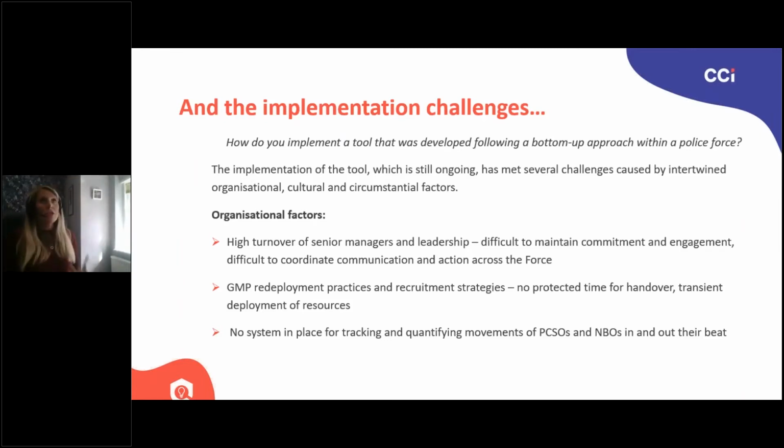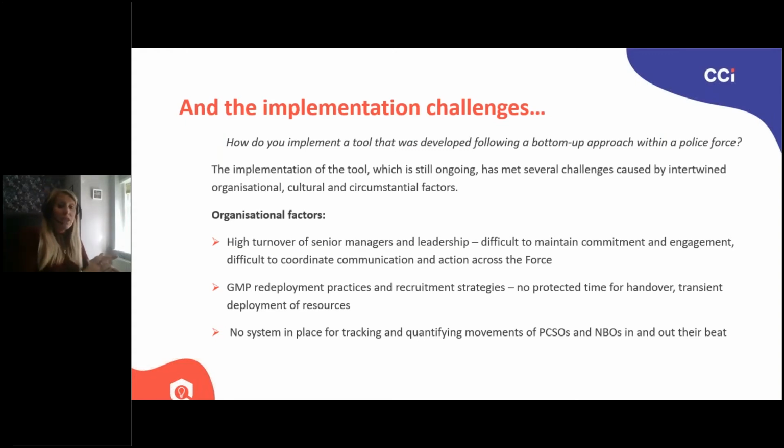I think the real challenges that we found were at the implementation stage, because, just to clarify, the implementation of this tool is still ongoing. The big question is, how do you implement a tool that has been developed following a bottom-up approach within a police force where everything follows a very hierarchical structure, a top-down approach? We were met with several challenges that were caused by connected organizational, cultural, and circumstantial factors.